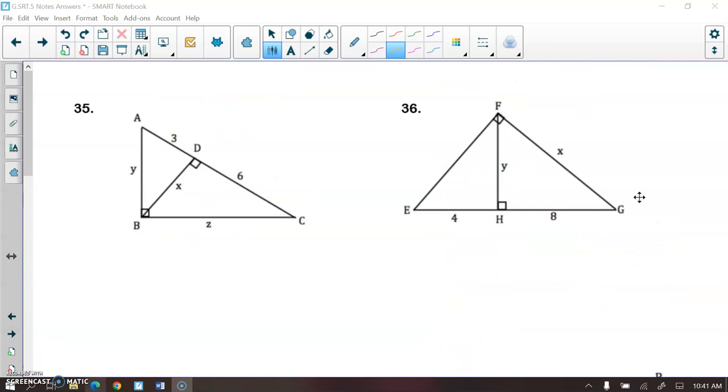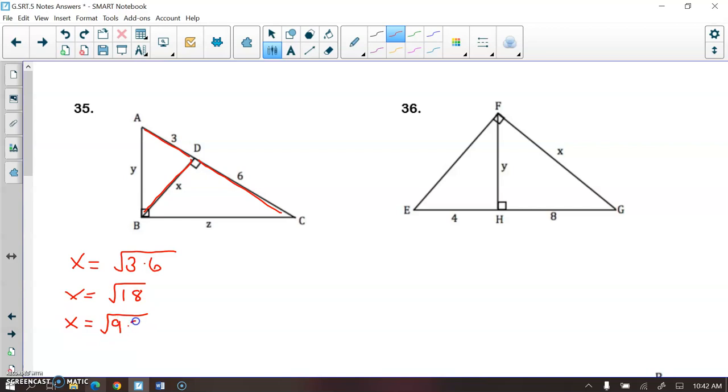Okay, so I'm going to start with x. X is my altitude. The altitude is equal to the square root of the product of the 2 parts of your hypotenuse. So 3 times 6. So x is equal to the square root of 18. The largest perfect square factor of 18 is 9. I'm going to split 18 up into 9 times 2. The square root of 9 is 3. The square root of 2 cannot be done, so x is 3 root 2.